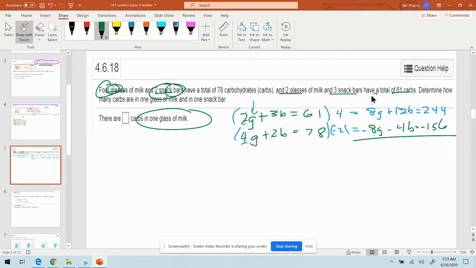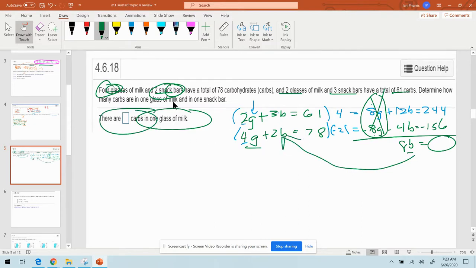And then do the elimination method. See, those are going to cancel. You're going to get 8b equals whatever this is, and then solve for b. And then when you get done solving for b, you plug it into one of these equations to solve for the glass of milk, for the carbs there. That's a good explanation of how you do multiplying by a constant or a negative, and then get one of the variables to eliminate using the addition method.